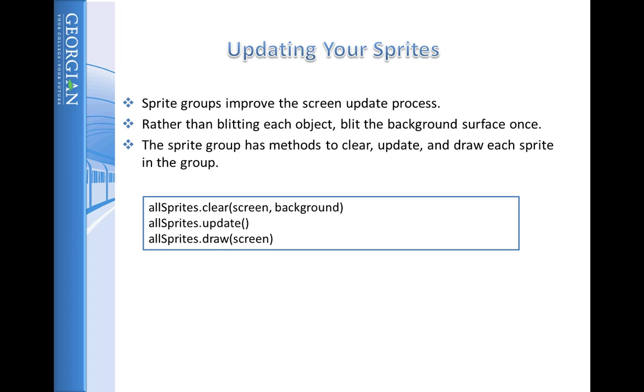And here we do. So we're doing the clear, the update, and the draw sprite methods. So clear clears those 2 surfaces, the screen and the background. It removes them. And then update calls your update method, so it actually physically moves them. And then your draw draws all the sprite objects that are in that group back to the screen.